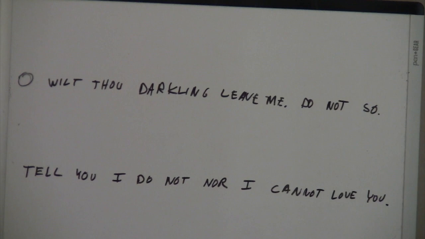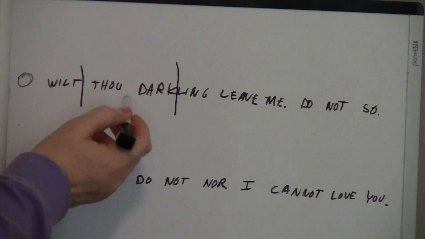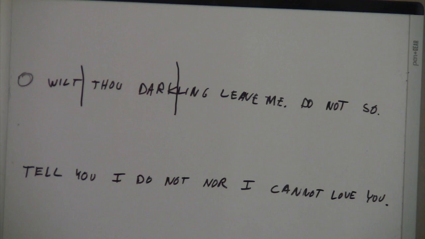Okay, here we have two more Shakespeare lines, and we're going to scan them together. Oh, wilt thou, darkling, leave me? Do not so. So the first foot comes after the word wilt. Next foot comes after the word dark. You see how this foot is splitting this word? And that happens often. Okay, so that's perfectly normal. Leave, and do.